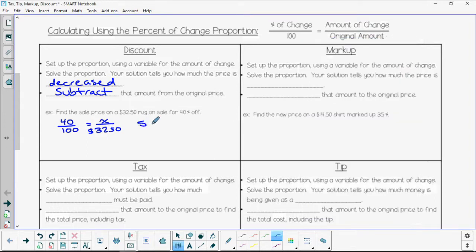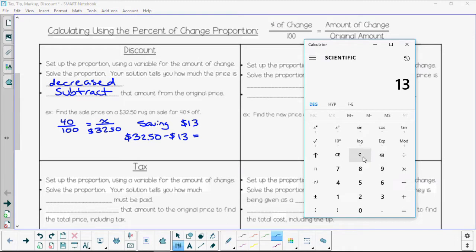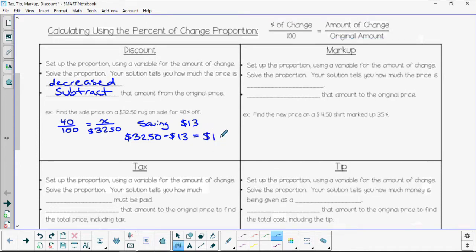You're saving $13. So $32.50 minus that $13 that you're saving, that you're not paying. You can use a calculator, it's okay. $32.50 minus the $13 gives you $19.50 as your final price. That's the new price of this rug.